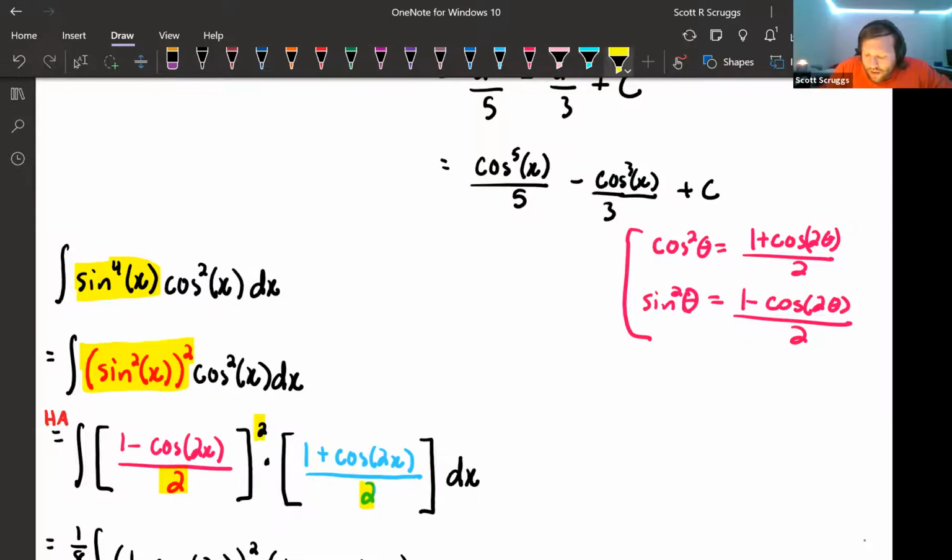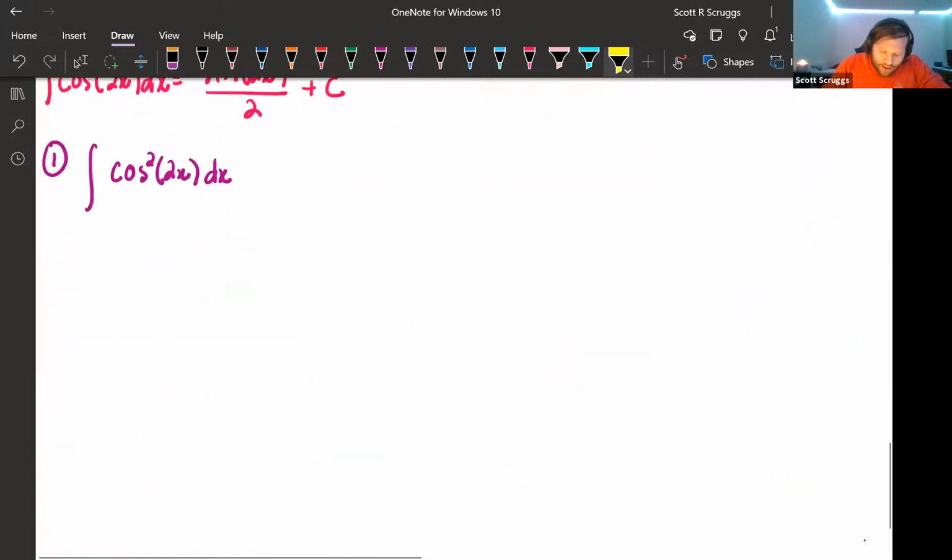Now, the caveat here is in that integral, I don't have just the angle or the variable x. I have 2 times x. That's not that big of an issue because what this identity says is I'm going to double whatever was inside the cosine squared to begin with when I applied that identity. So in that integral, I have 2x in there.